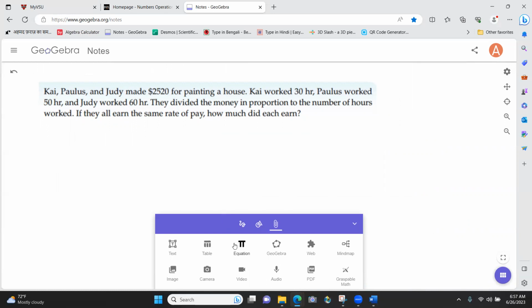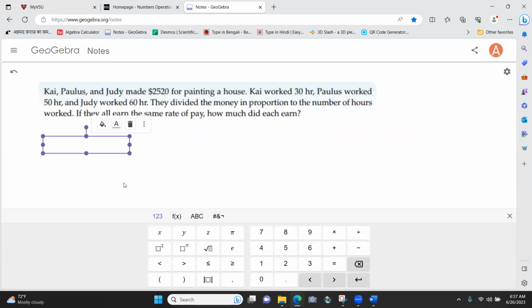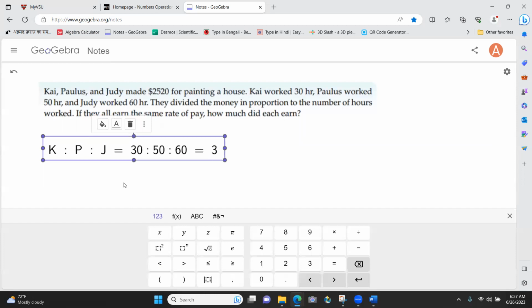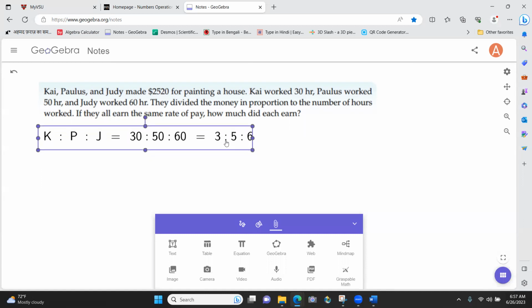Well, it kind of makes sense to say the ratio of Kai to Paulus to Judy is 30 to 50 to 60. When we express the ratio, we express it in terms of the smallest terms. You can divide every number here by 10, and you want to do that. So this is the ratio. Ratio generally is expressed in its simplest form.